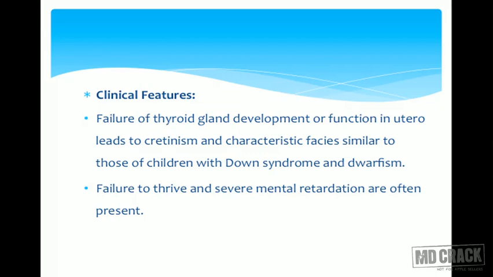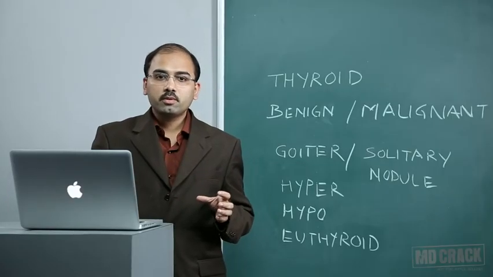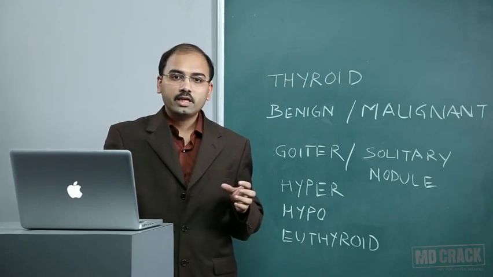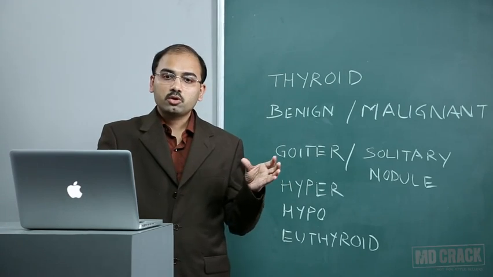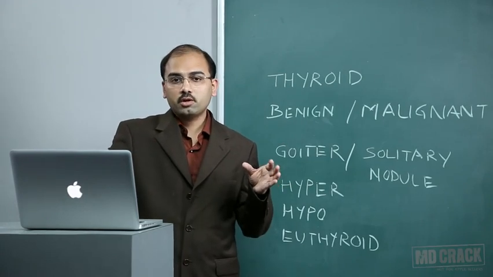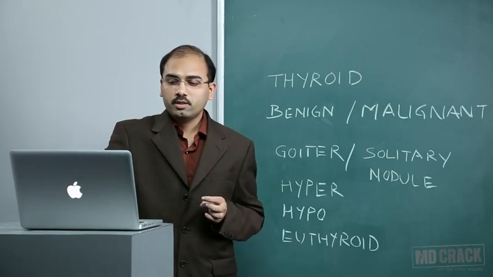So clinical features: failure of thyroid gland development or function in utero can lead to cretinism, and characteristic faces similar to those of children with Down syndrome, and dwarfism. Failure to thrive and severe mental retardation are often present. Immediate testing and treatment with thyroid hormone at birth can lessen the neurological and intellectual deficits. So those patients who are identified as cretinism, or who should be prevented from developing cretinism by early identification of these children, should be given thyroid supplement.